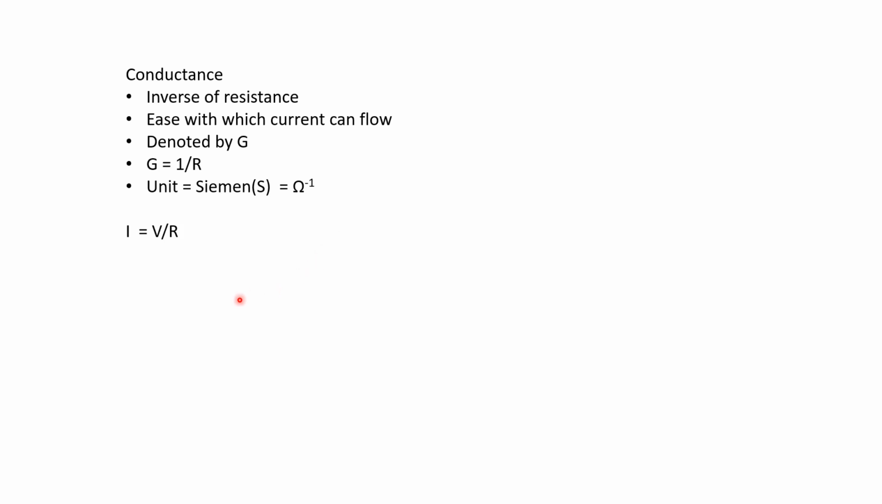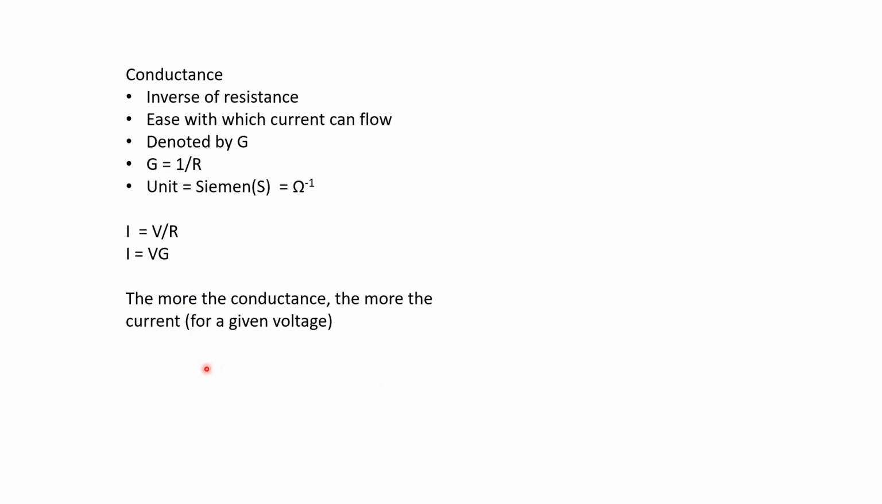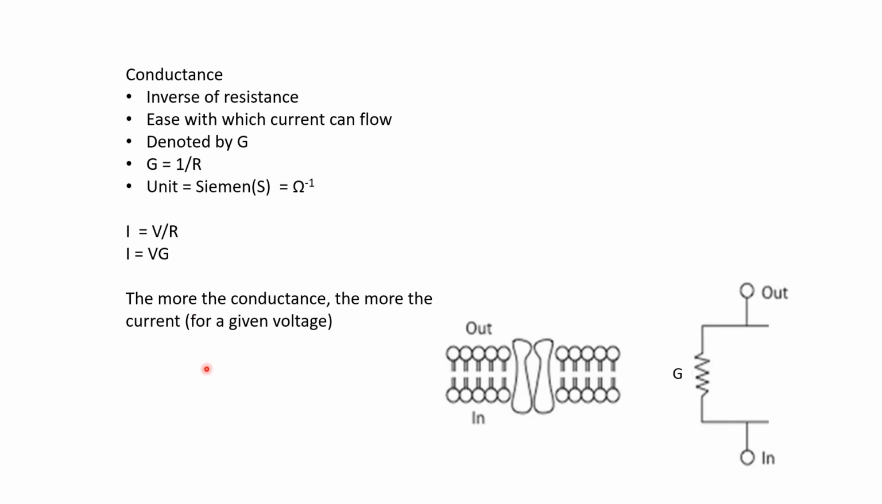Now our Ohm's law says that I is equal to V over R. We can replace this 1 over R factor by G, and the Ohm's law becomes I is equal to V times G. And what that essentially means is that if you have 2 points that have a certain potential difference V, then for the same potential difference, if those 2 points are connected by a larger conductance, then you will see larger current. So current is proportional to G. The more conductance there is, the more the current there will be for a given voltage.